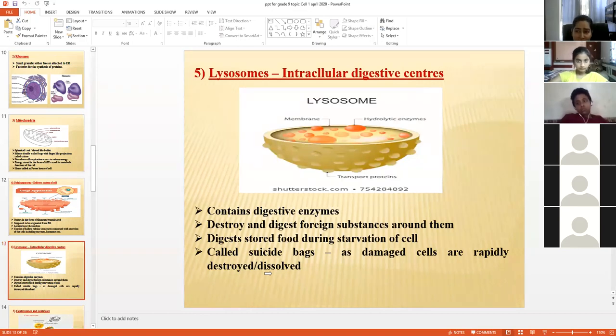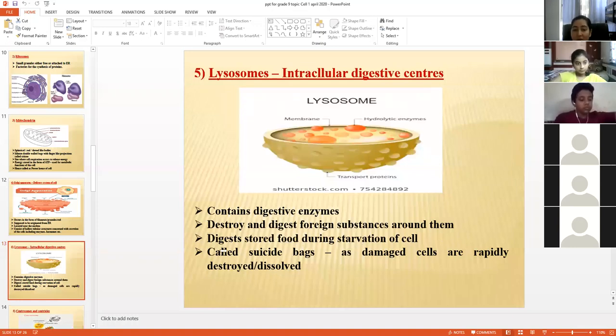What do you mean by this? Sometimes, students, we don't eat food for a long time. But does that mean you're going to die? No, because there is fat inside your body. There are calories inside your body. In times of starvation, this fat is utilized to regenerate energy. And where does it happen? It happens inside the lysosome because it digests stored food during starvation of a cell.